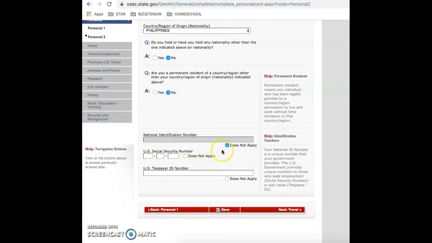And of course, sabi ko nga kanina, halos lahat, mga 99% ang nag-a-apply ay mga Filipinos na gustong magbakasyon dito sa US. So wala tayong US Social Security number. Just click does not apply. And it also goes the same with the US taxpayer ID number. Does not apply. Just click it too. Just remember, if you are an employee, lagay mo lang yung TIN number mo dito. And then you just click next travel, this one over here.